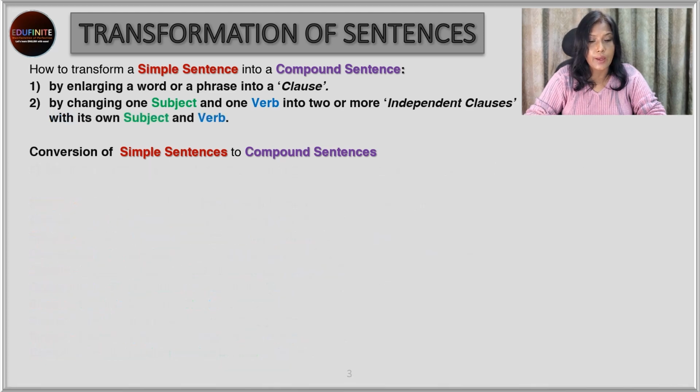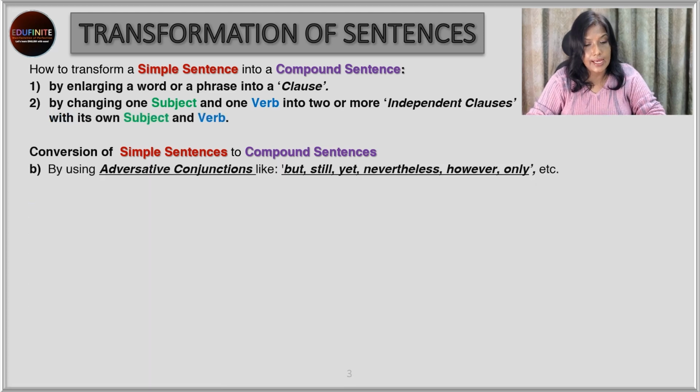Now, the next way of conversion is by using adversative conjunctions like but, still, yet, nevertheless, however, only, etc. Now, what are adversative conjunctions? These are conjunctions that express the conjunctive relation of units with opposite meanings. So they help to join these types of clauses together, or two independent clauses together.